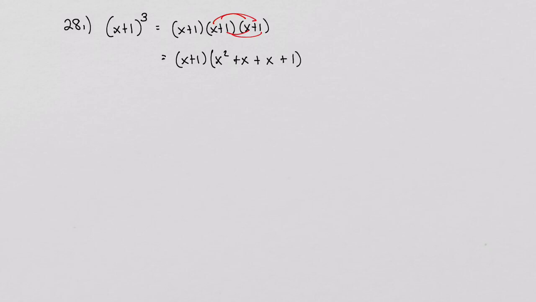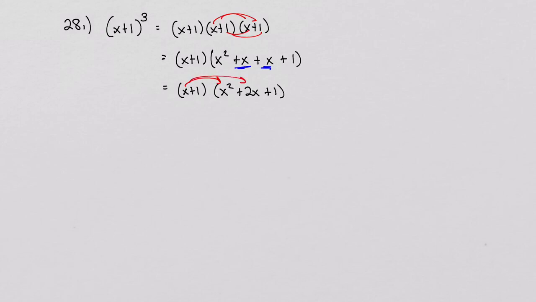So the x squared plus x is coming from the x being distributed in, and then the x plus 1 is coming from the 1 being distributed in. And we could now FOIL again here, but it would be better to simplify first. We have these two like terms that can be combined, so we have x plus 1 times x squared plus 2x plus 1. And now we've got to FOIL again.